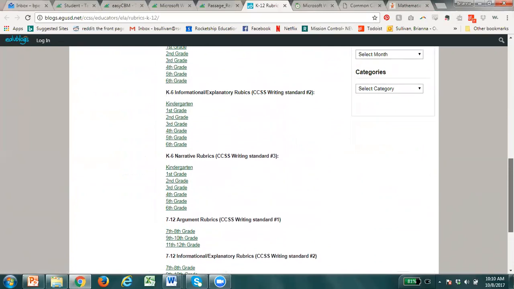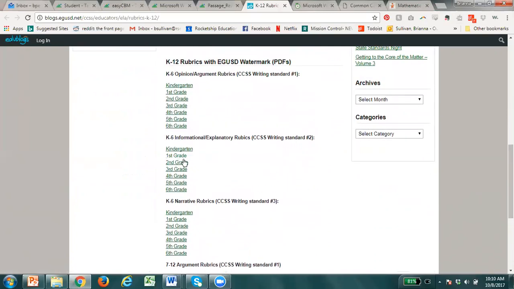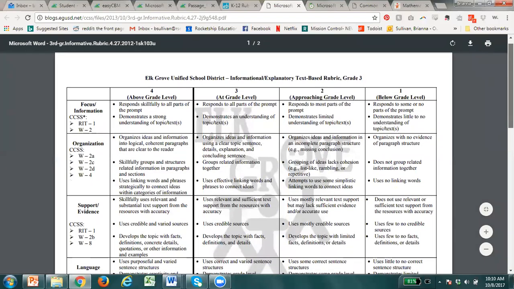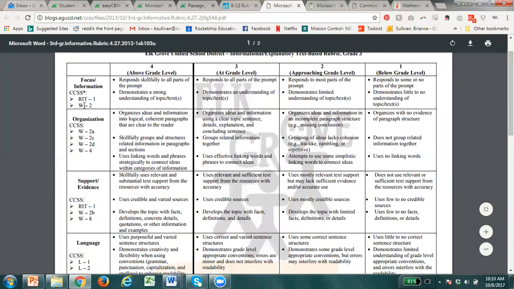So you would just pick your student's grade level and the area that you're wanting to evaluate more, and then this is what it would look like. So as you can see, it breaks it down into the different Common Core standards over here, and then the rating level here. And we are hoping that students are going to be kind of here at a level 3, which is at grade level.